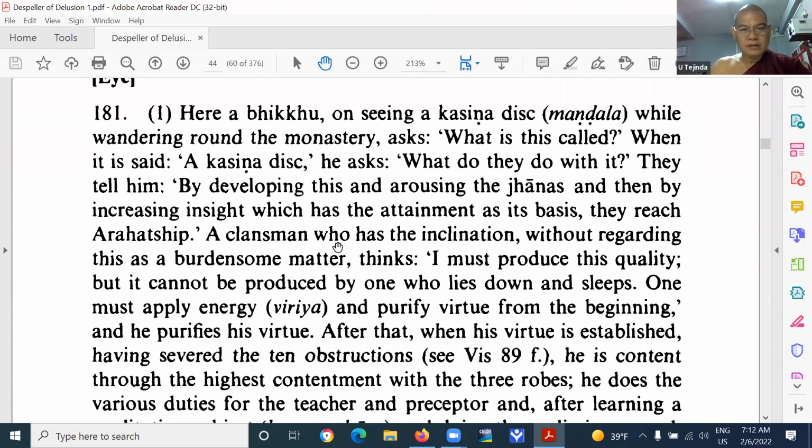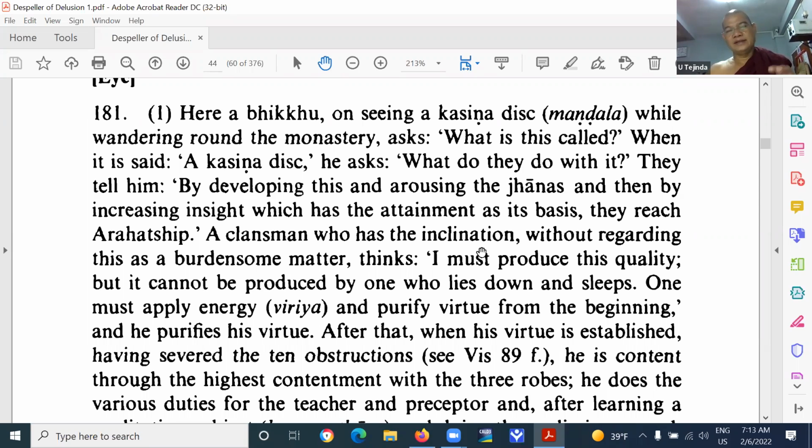Ajjhasaya means the inclination. The translator said upanissaya. So this monk, his mind was inclined to vivatta. Vivatta upanissaya means he has performed the kusala which leads to Nibbana. In vivatta there is no vatta, no round of rebirth anymore. Let me refer it to Nibbana.